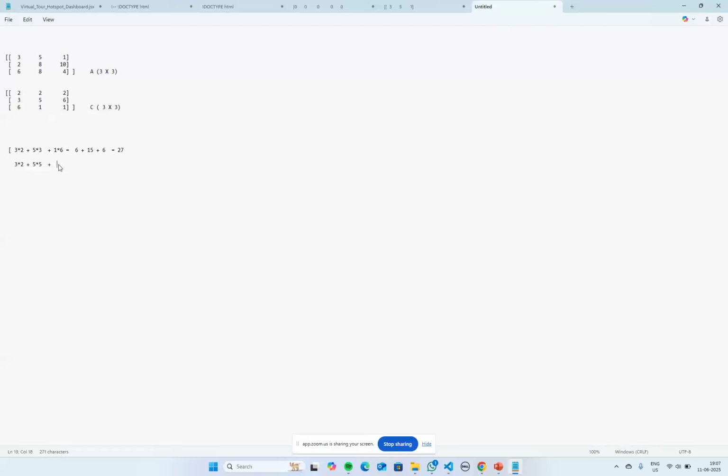Then we take this 5 and then we have 1, right? So 1 into 1. So these values are 6 plus 25 plus 1. That would come to 32. Then once again, first row with last column.